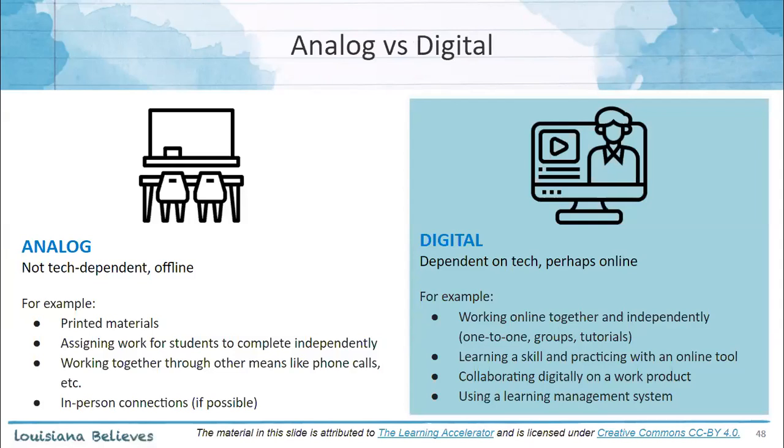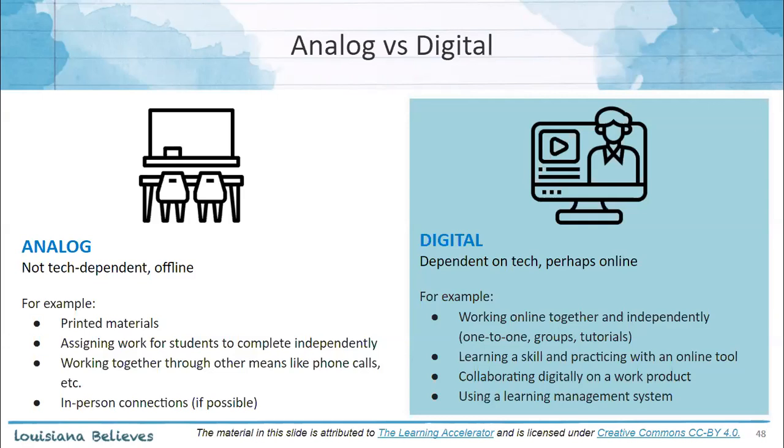First, let's get grounded in some basic terminology. Here are two ends of either spectrum of learning. On the left side, we have analog learning. This is our good old-fashioned way of learning in the classroom. Analog learning is not dependent on technology, although you can use technology, and it can be done offline. This might include some printed materials, independent work, collaborative work through other means like phone calls or even in-person connections where and when possible.